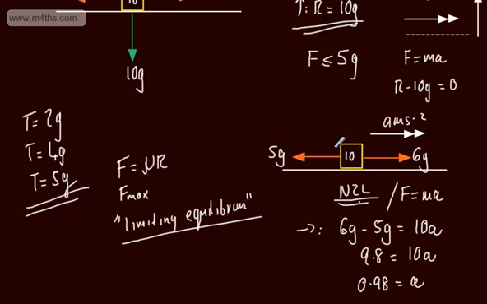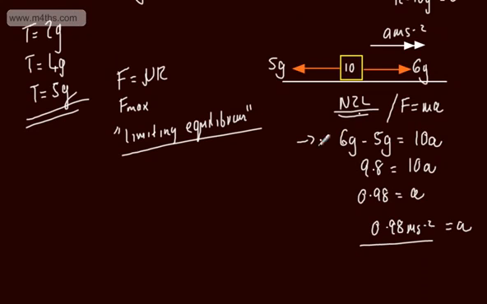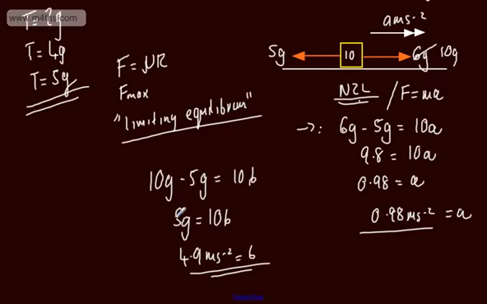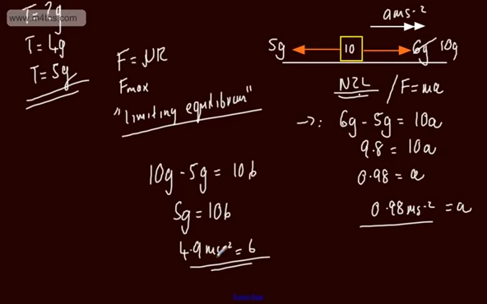Now, if I whack that up to 10g, all we would do is simply resolve. So instead of 6g, let's do 10g. What I'd have now is 10g minus 5g is equal to the mass, which is 10, multiplied by some acceleration, and I'll call that b meters per second squared. So all we've got here is 5g is equal to 10b, and dividing both sides by 10, that's going to give me 4.9 meters per second squared, and that would be the acceleration b. I've just changed it from a because we had a just here. 5 times 9.8 is 49, divided by 10, and we get that.